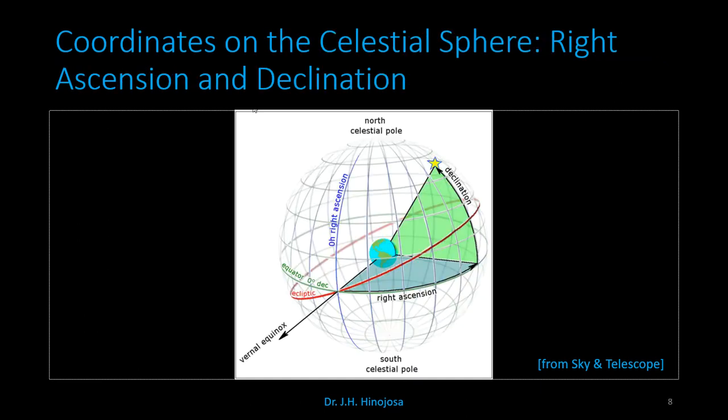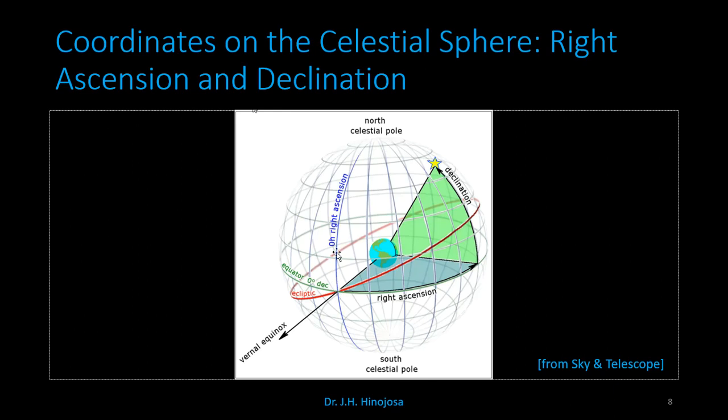Now when we talk about coordinates on the celestial sphere, we use something similar to latitude and longitude, but these are right ascension and declination. We start off with the projection of the Earth's equator onto the celestial sphere, and that corresponds to the celestial equator, this circle on this imaginary sphere, which is called the celestial sphere, and that denotes 0 degrees of declination. So declination is measured relative to the celestial equator.